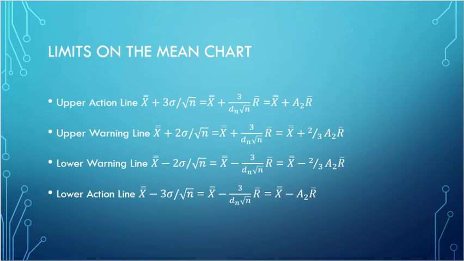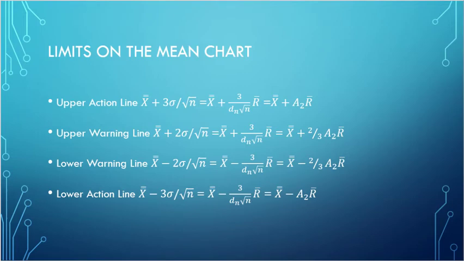So the warning and action limits on a mean chart are centered around x double bar, which is the grand average, which is the average of all of the sample averages. For the action limits, we add or subtract 3 times the standard error, which is sigma over the square root of n. And for the warning limits, we add or subtract 2 times the standard error.